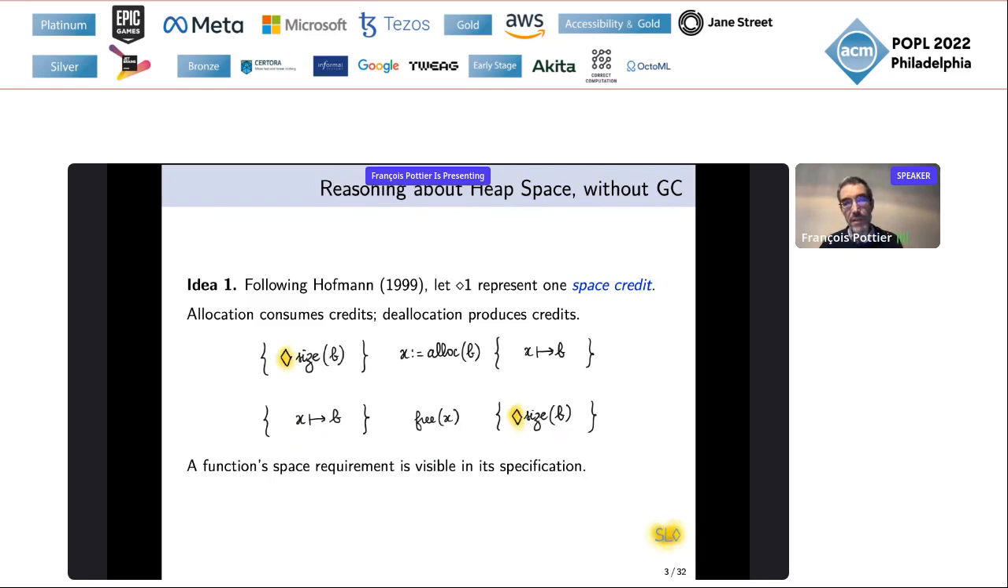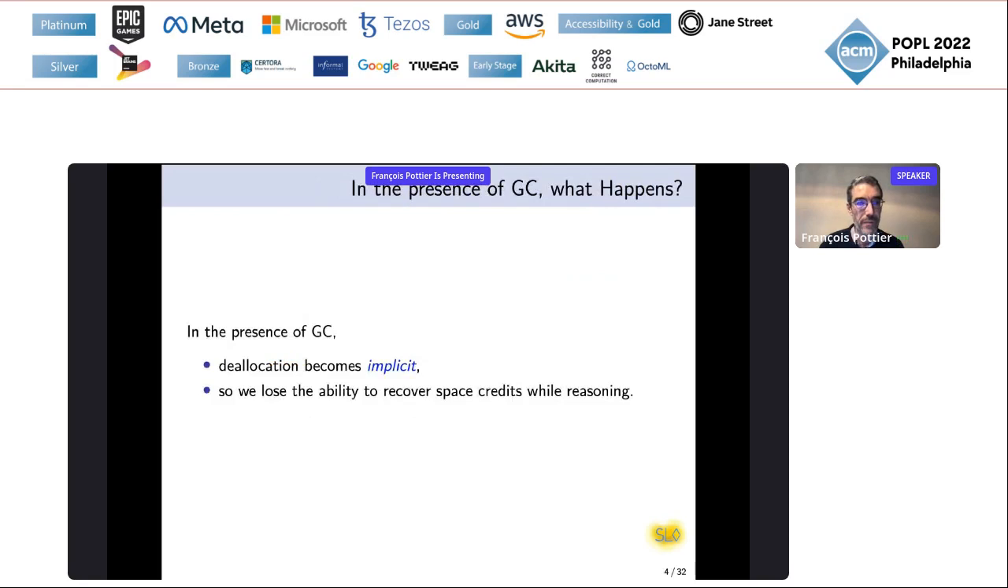As you can see in these specifications, the idea is that the amount of space that a function requires or frees up is visible in its specification. And that's how we want to reason about the space behavior of a piece of code. So this is in the absence of GC, and this would work basically if you didn't have GC. But we want to reason in the presence of GC because we like high-level languages with GC.